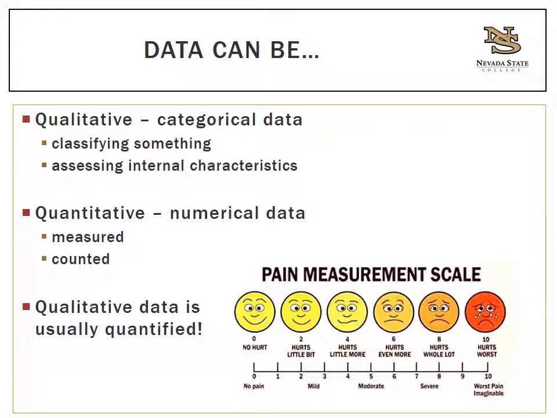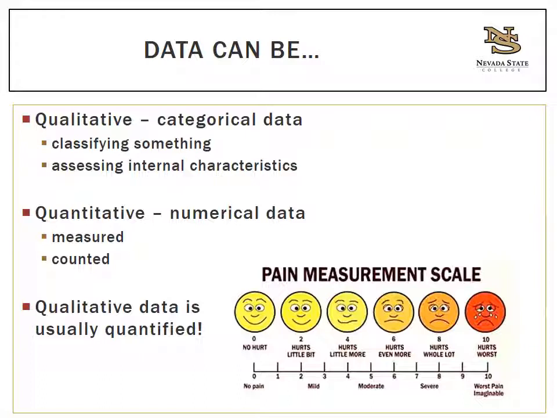So qualitative is not numeric in nature, but quantitative data is numerical data. So something that's measured, like height or weight or drive-through time, or something that's counted, so like age, number of products sold. Qualitative data is actually usually quantified for the purposes of statistics. So for instance, the pain measurement scale or personality surveys, they both rely on numeric scores to make comparisons to others or to monitor changes over time.